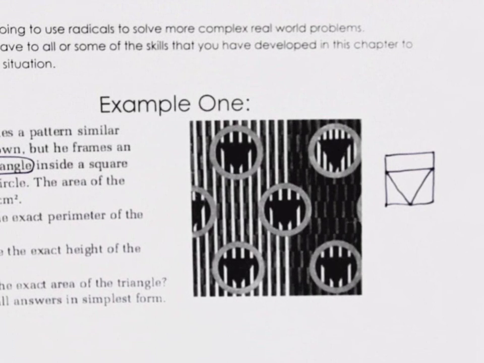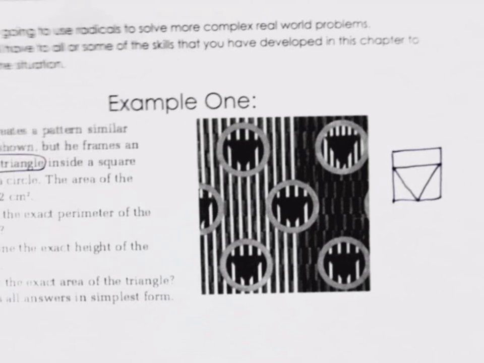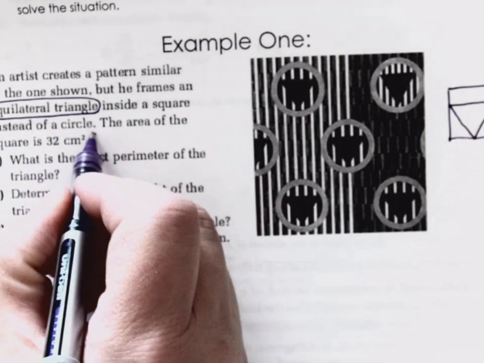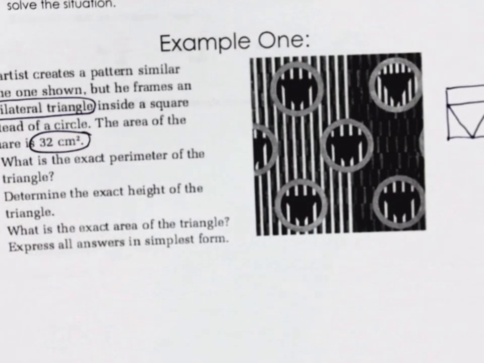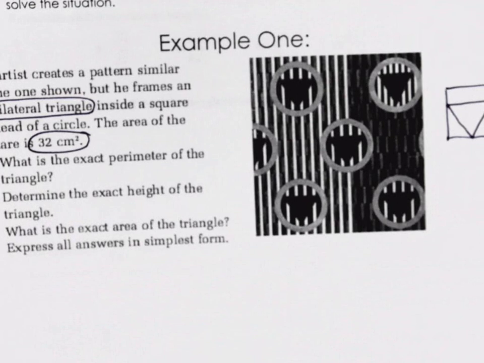So you're going to end up with an equilateral triangle inside the square. Now, there's a couple of things that we know. We know that it's a square. So what do we know about all the sides? They're all the same. Proud of you guys. Okay, see, so we know lots of stuff. We know the area of the square is 32 centimeters squared. If you have your formula sheet on you, how do you find the area of a square?